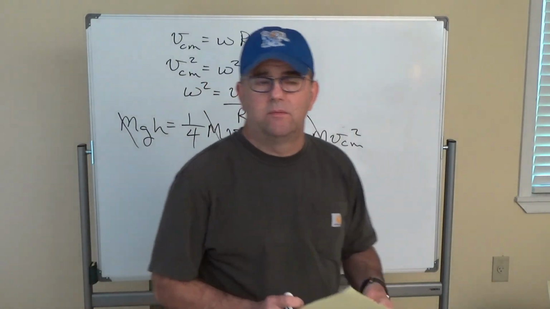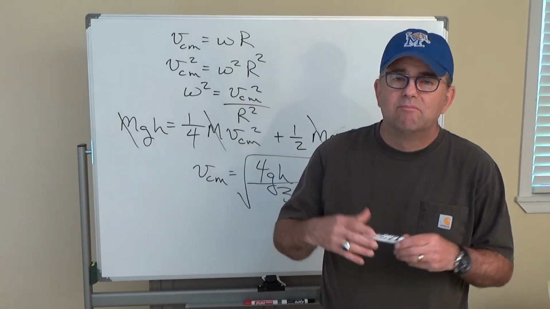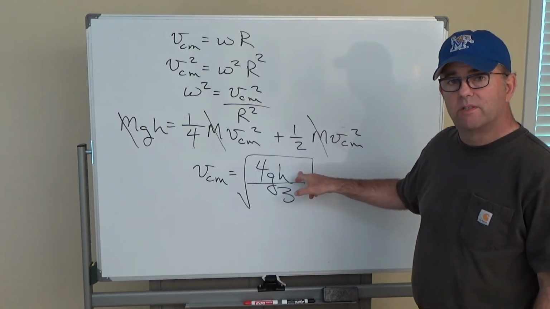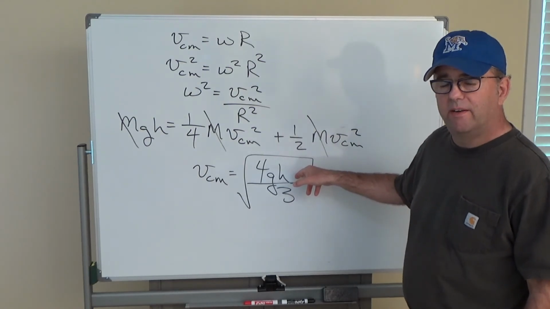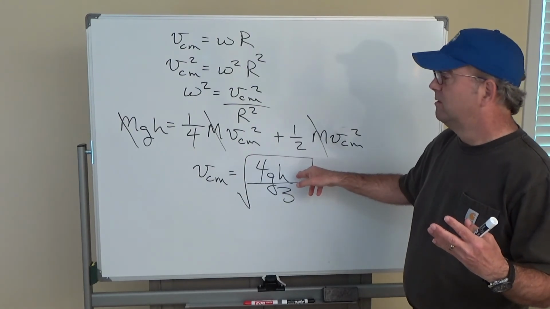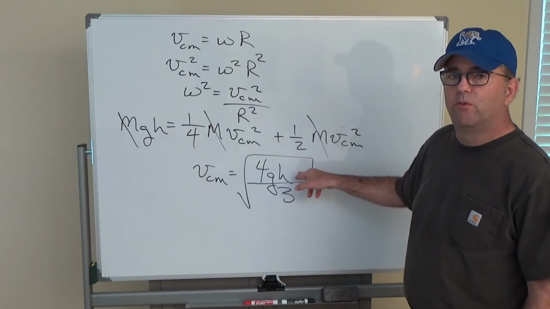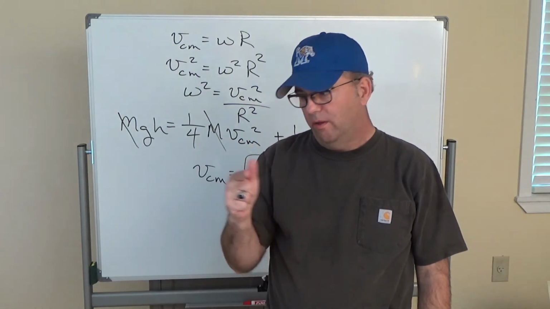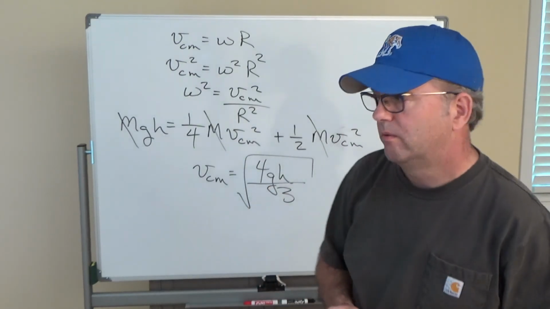Is there anything surprising about that result? I don't know, maybe not. It's independent of the radius. Every disk would have the same final velocity. Okay? Every disk, independent of mass and radius. So a disk this big and a nickel will have the same final velocity without slipping. All right.